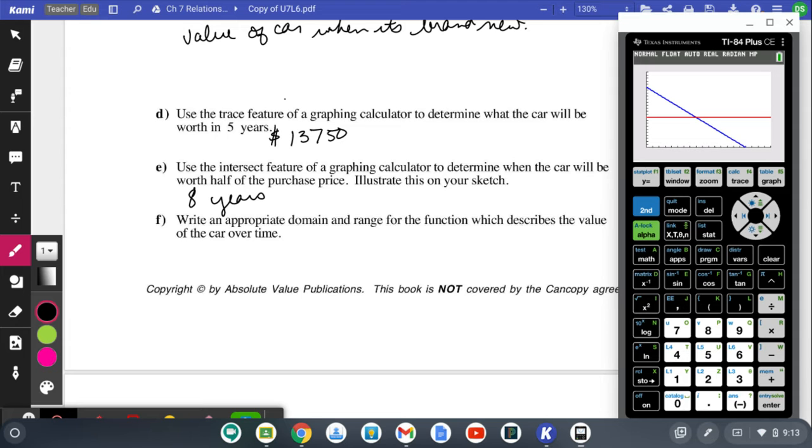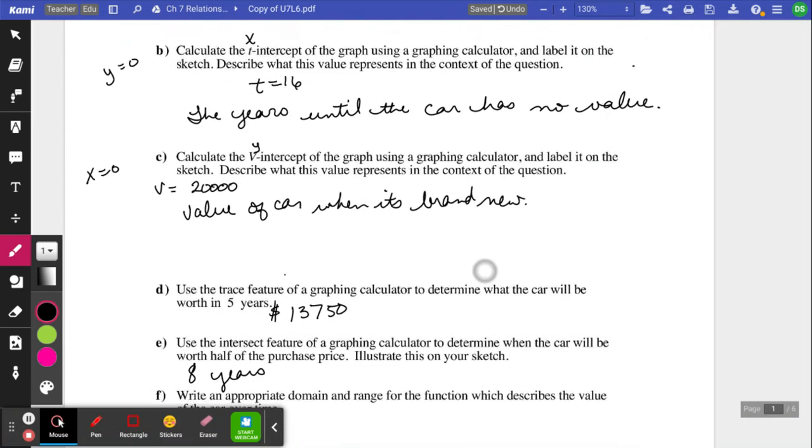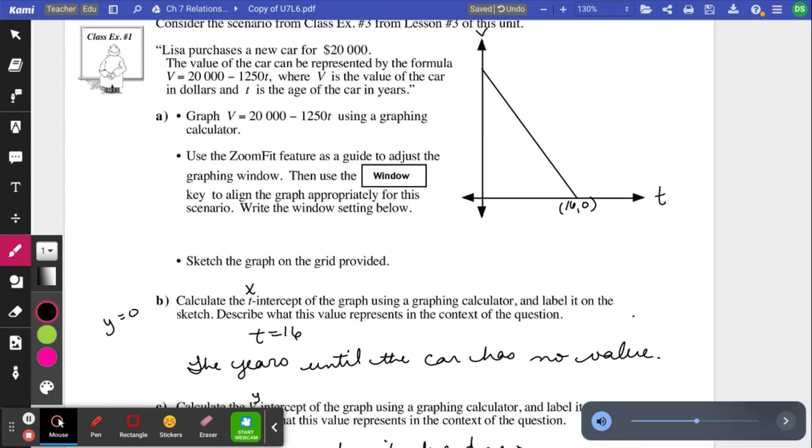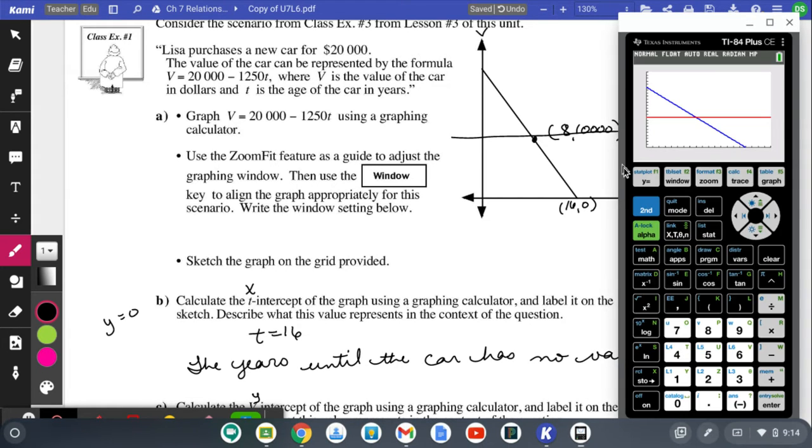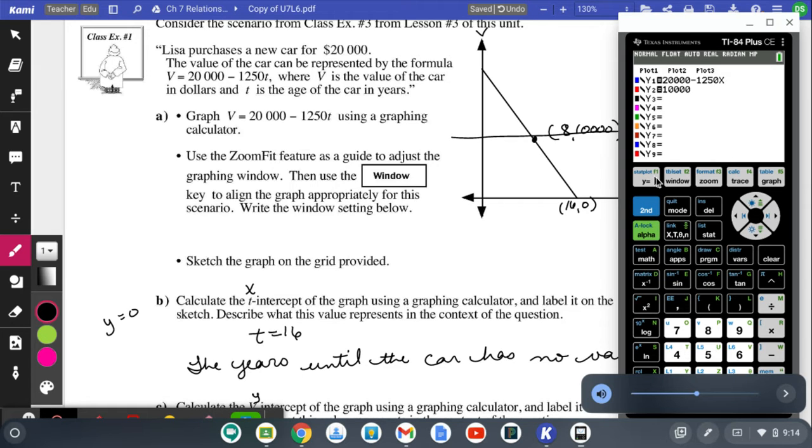Illustrate this on your sketch. Illustrate means draw on your sketch right here. This would be 8 years, $10,000 worth. Do you have to draw the line? Sure. Yes, Kale. Can you show us how to get that? Sorry, I was like the lines like above. Did you put in here y equals 10,000? 20,000. Yeah, 10,000. Half the value, right?